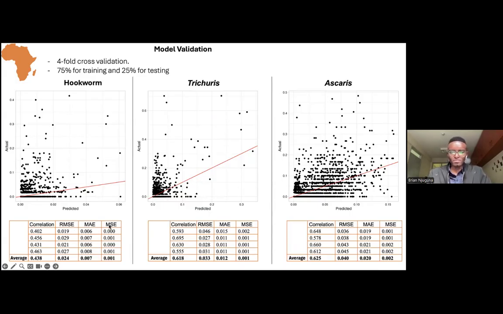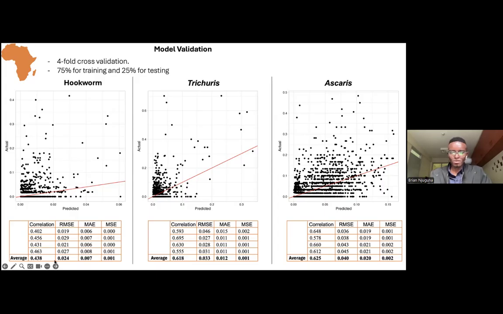What we observed is that the model for hookworm performed suboptimally, and this could be explained by the very low prevalence that we saw, or the highly skewed distribution that we observed earlier on.